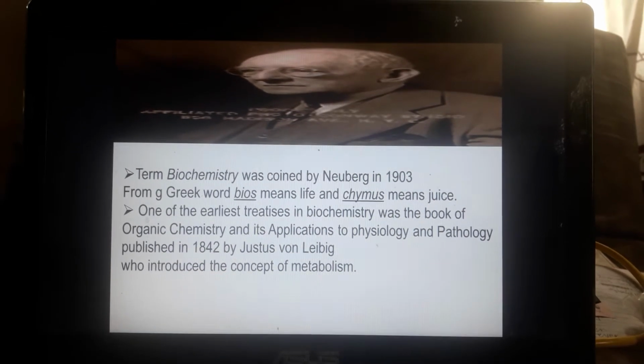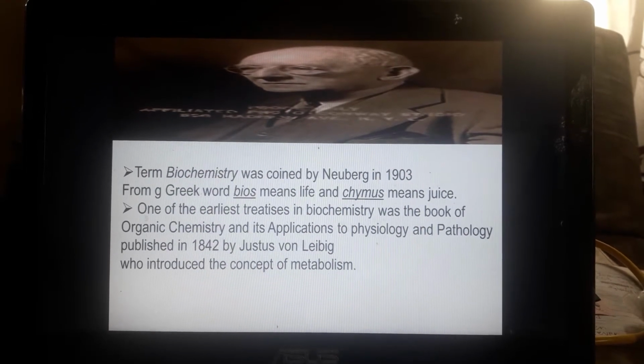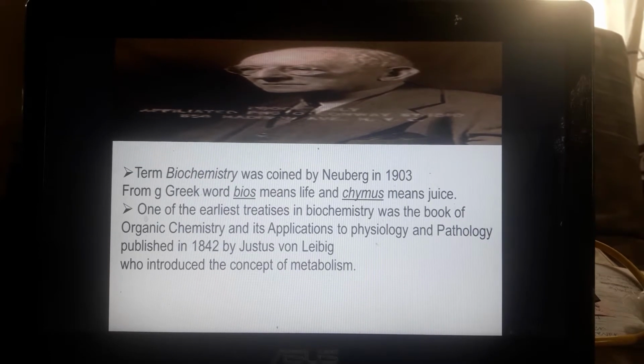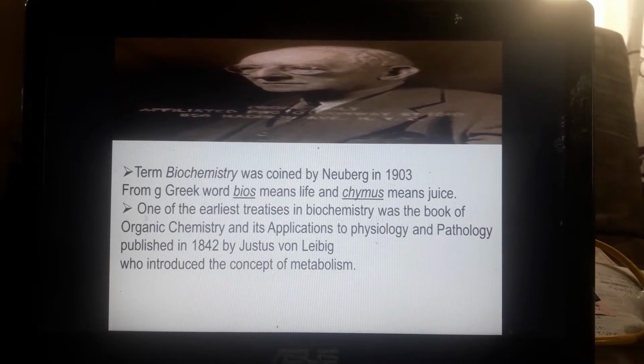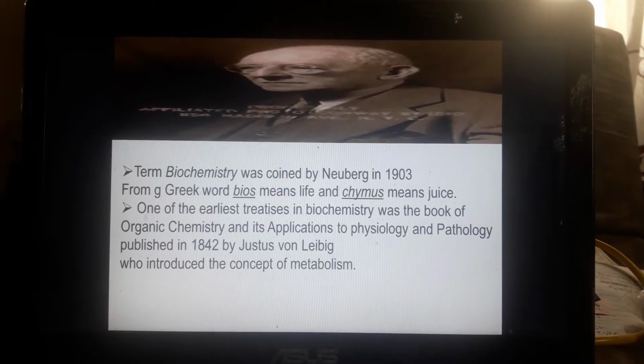Continuing with our discussions, the term biochemistry was coined or published by Neuberg in 1903 from a Greek word. Bios means life and chymos means juice. The juice refers to the gastric juice. It's not the tongue juice. It is a gastric juice that is needed for the digestion in the stomach.